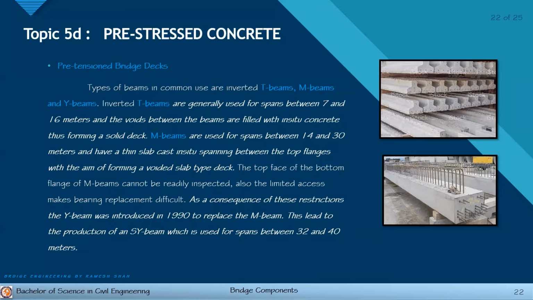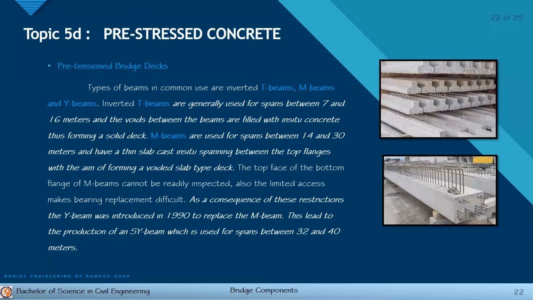For the M-beams naman are used for the span of 14 to 30 meters and have a thin slab cast in situ spanning between the top flanges with the aim of forming a void slab-type deck. The top face of the bottom flange of M-beams cannot be readily inspected. Also, the limited access makes bearing replacement difficult. As a consequence of this restriction, the Y-beam was introduced in 1990 to replace the M-beam.